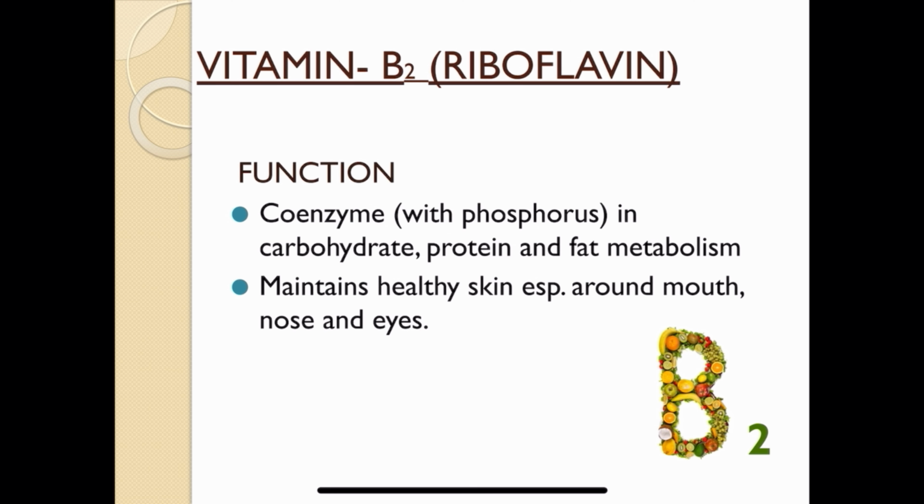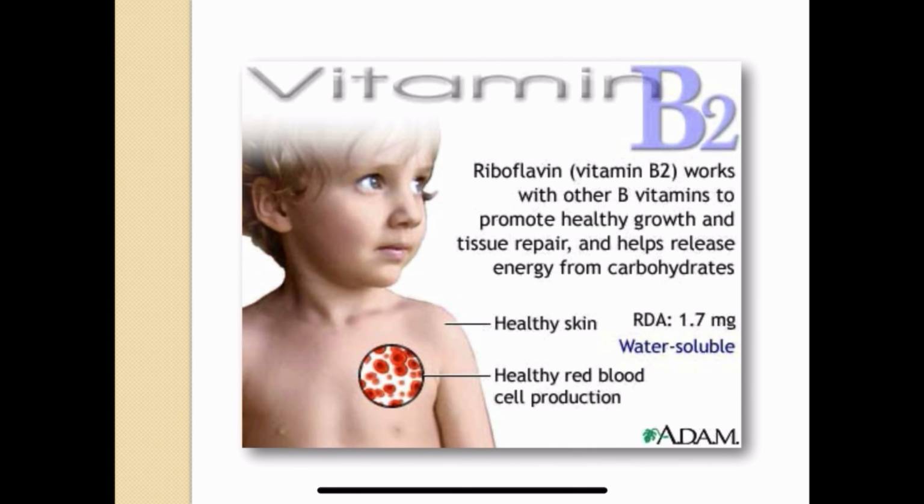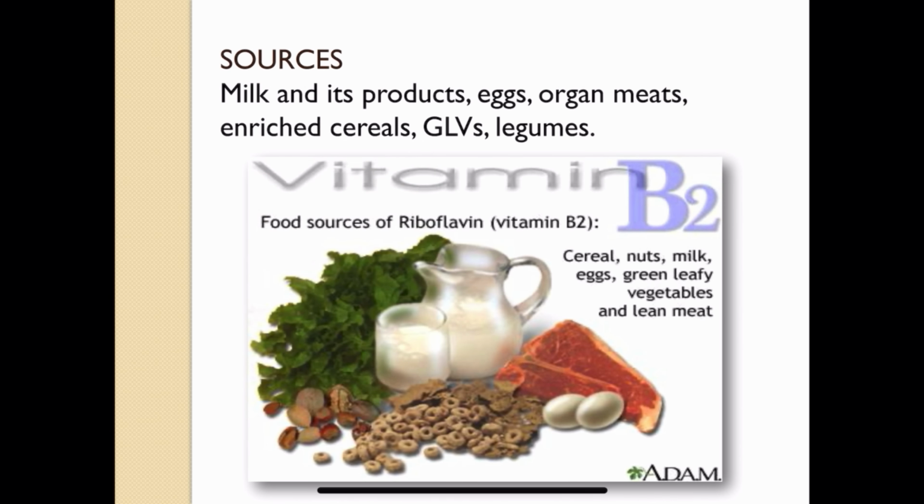Then vitamin B2, riboflavin. Its function is that it acts as a coenzyme in carbohydrate, protein and fat metabolism and maintains healthy skin, especially around the mouth, nose and eyes. The recommended dietary allowance is 1.7 mg and it is also water soluble. The sources are milk and its products, eggs, organ meats, enriched cereals, green leafy vegetables and legumes.